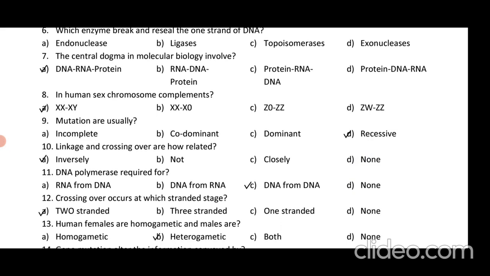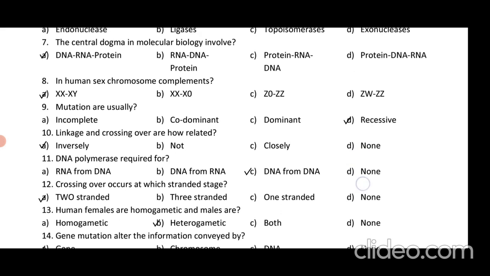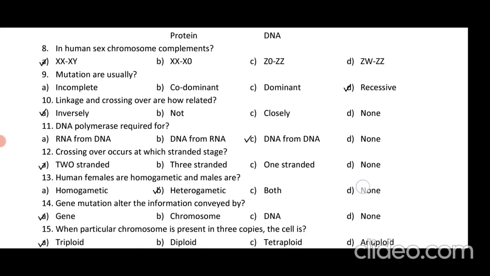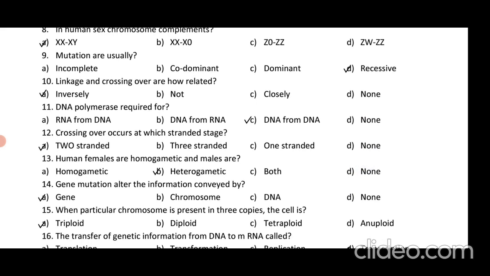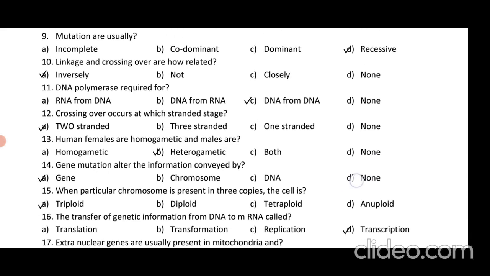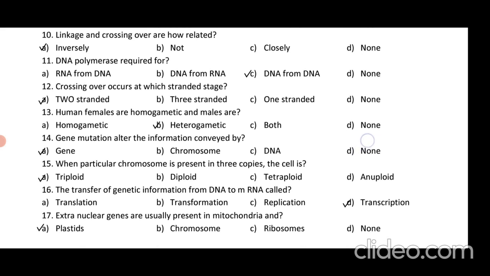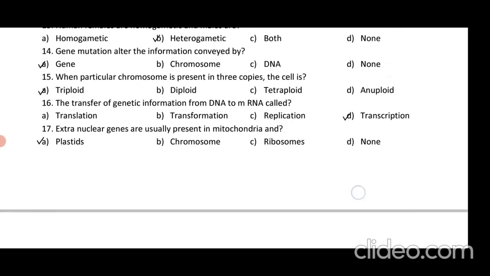Crossing over occurs at which stranded stage? Four-stranded. Human females are homogametic and males are heterogametic. Gene mutation alters the information conveyed by a gene. When a particular chromosome is present in 3 copies, the cell is trisomic. Transfer of genetic information from DNA to messenger RNA is called transcription. Extranuclear genes are usually present in mitochondria and plastids.